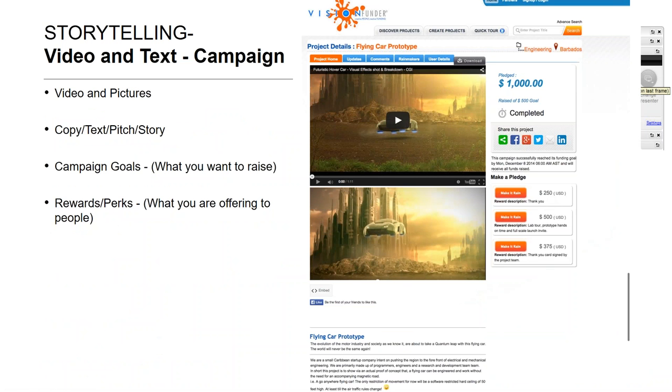Now we're going to stay on the issue of storytelling, and your story should have a few things in it. You want to use videos, you want to use pictures, then you have to have, of course, your text, your copy, your pitch, for example, telling about yourself, about your company, about what you're doing, about the value. You want to have your campaign goals, which is how much money you're trying to raise in your campaign, and of course your rewards. In other words, what are you going to give people in exchange for the money that they give you?